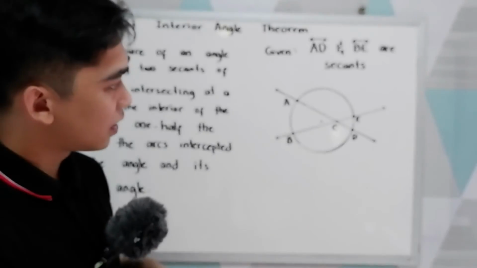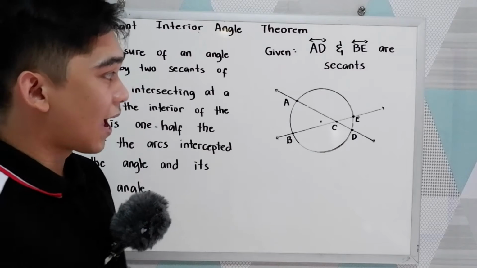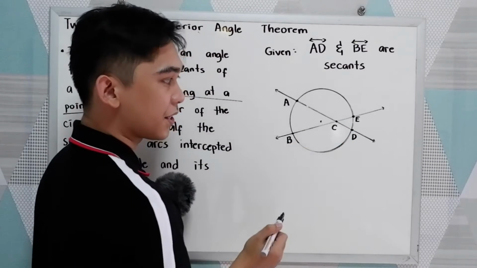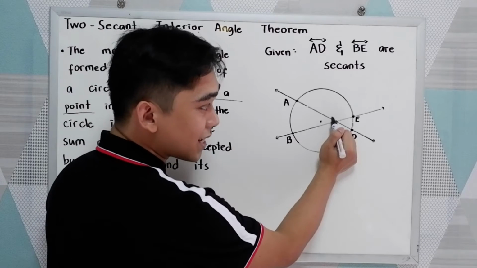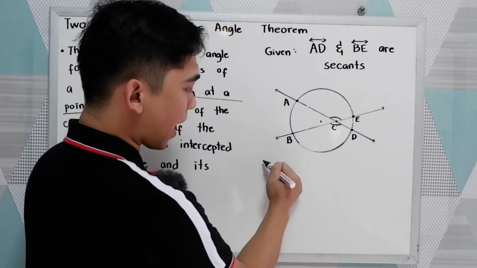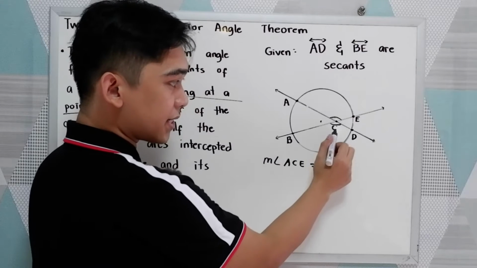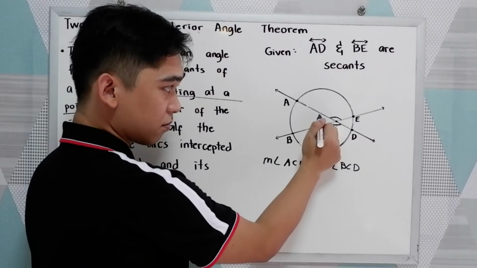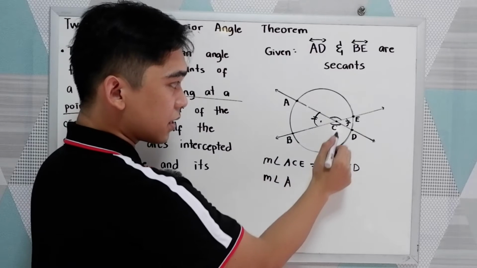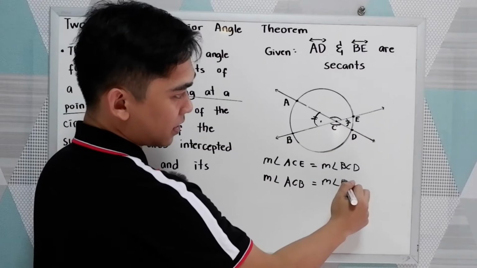We have a circle here, and AD and BE are secants intersecting at exactly one point, which is the point C. So we have a vertical angle, this angle and this angle. In our theorem, vertical angles are congruent. Therefore, the measure of angle ACE is equal to the measure of angle BCD. And of course, this angle is equal to this angle by vertical angles: the measure of angle ACB is equal to the measure of angle ECD.